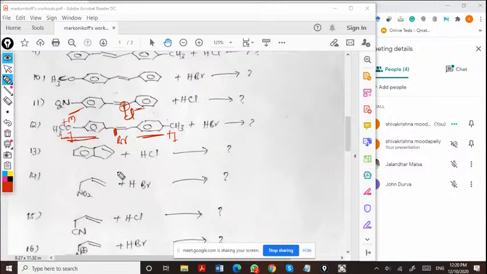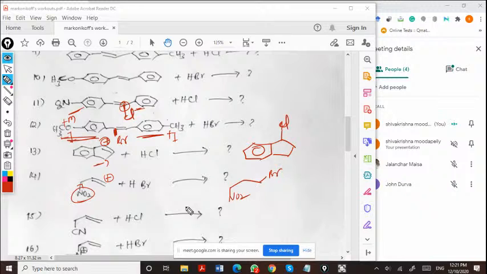Now if this is the case, a positive ion can be generated here. If the positive ion is here, it will be benzylic. So chlorine will add here. This is the final product. Now the withdrawing group is on this side, so the carbocation will generate on this side. So the final product will be.